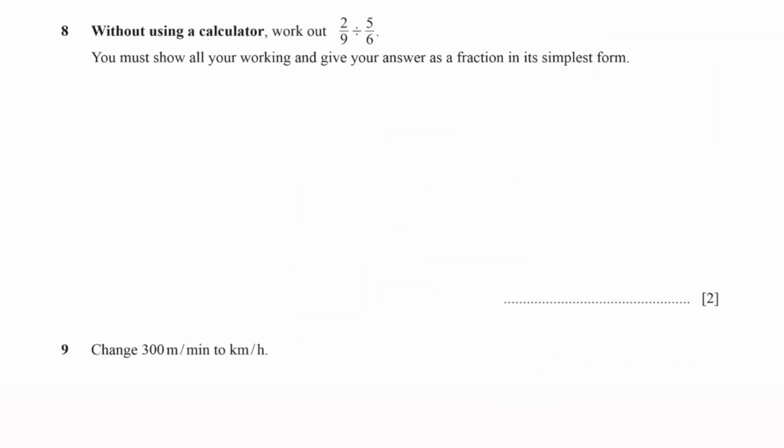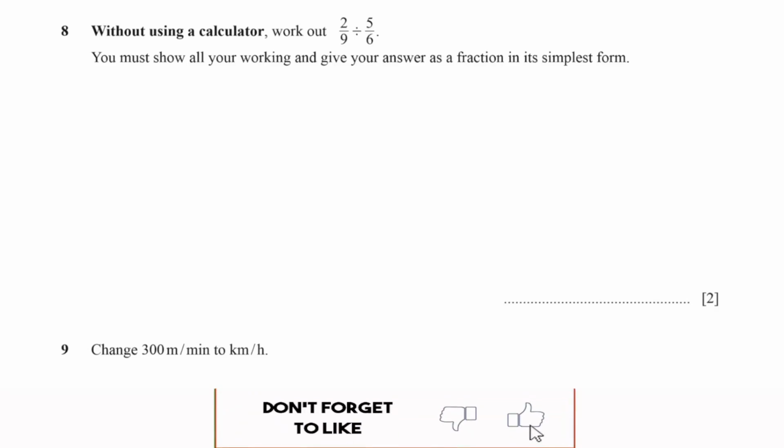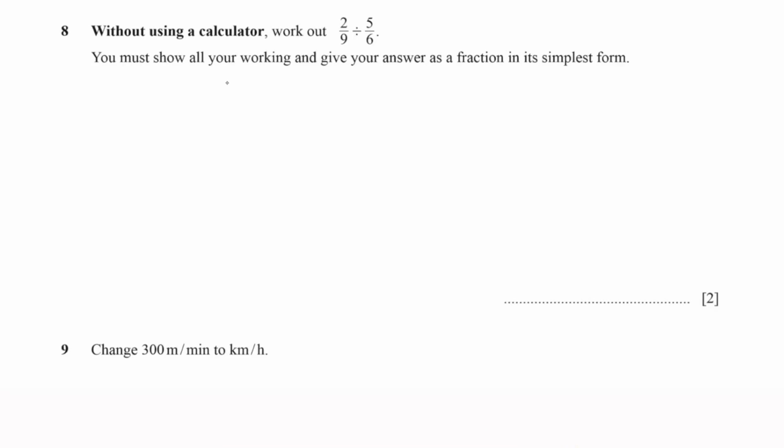Question number 8. Work out without using a calculator. Work out 2 by 9 divided by 5 by 6. So you don't have to use the calculator for this case. So 2 by 9, and the division sign I'm changing into multiply, and the number gets reversed. 6 goes up and 5 comes down. If I do not change the division sign, it should remain the same, but I change the division sign to multiply, so the number is reversed.